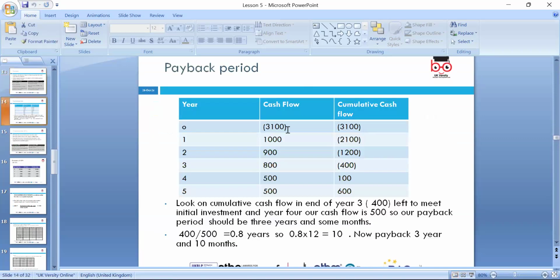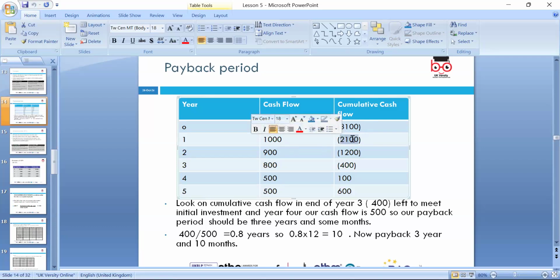So let's say we invest 3,100, and we get 1,000 a year. We have to look at how long it takes to cover the investment. We invested 3,100, we get 1,000, 2,100 is outstanding, we get 1,000, 1,100 is outstanding, we get 1,000, 100 is outstanding.